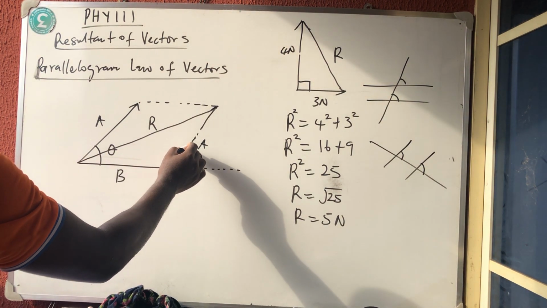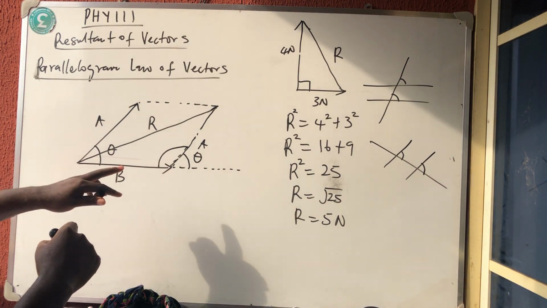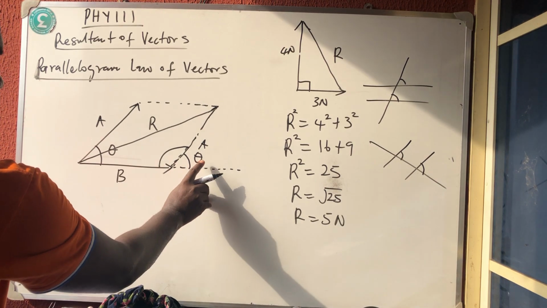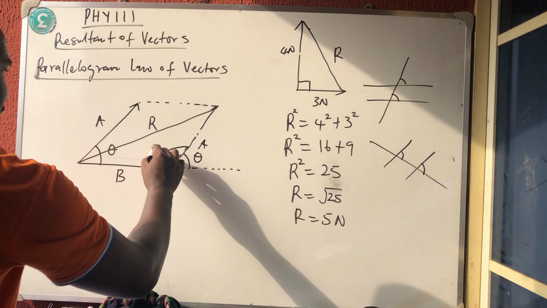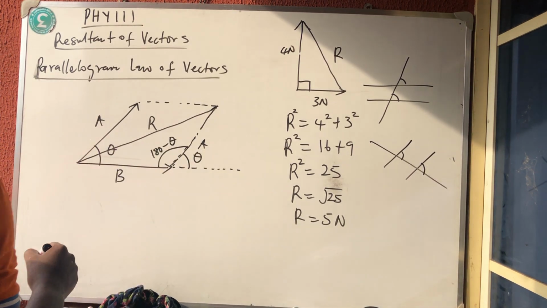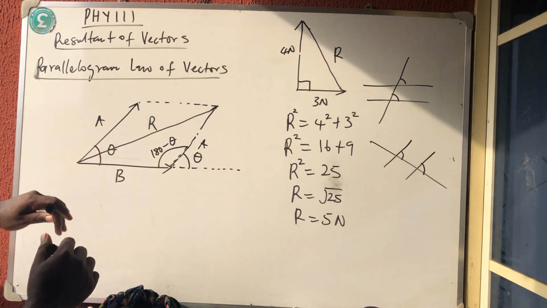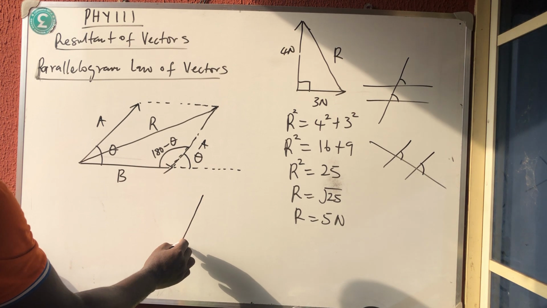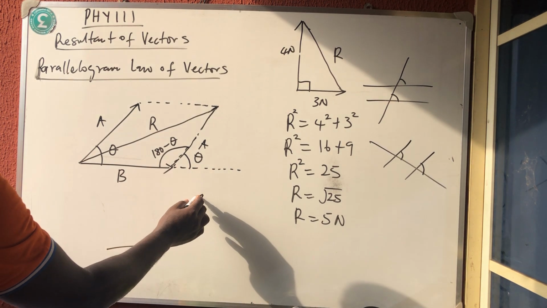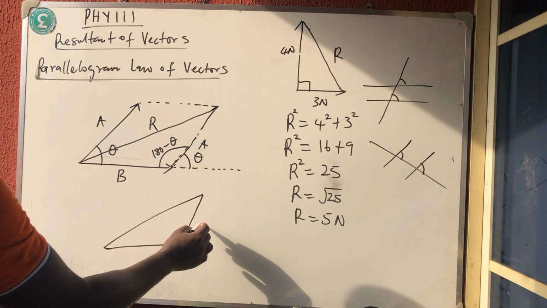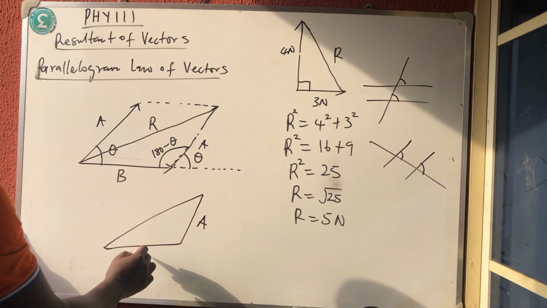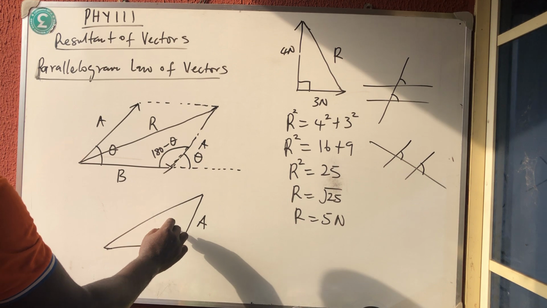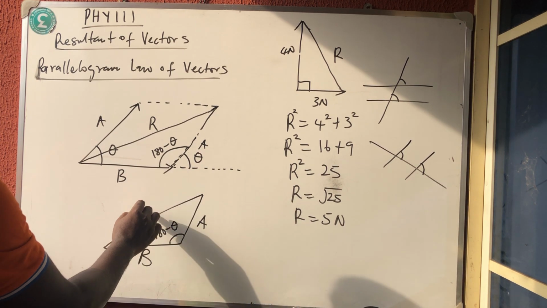For me to get this side, I will say that because an angle on a straight line is 180, if you remove this angle, this side will be 180 minus theta. Why do I need this? I need to form a triangle. Look at the triangle I want to form. Here is my A, here is my B, here is 180 minus theta, and here is my R.